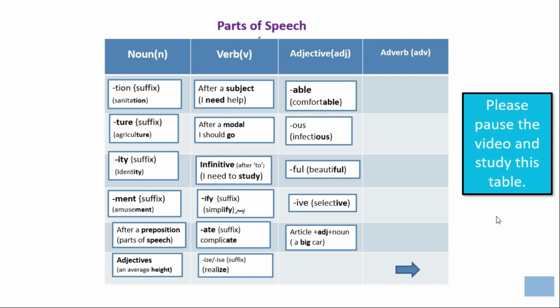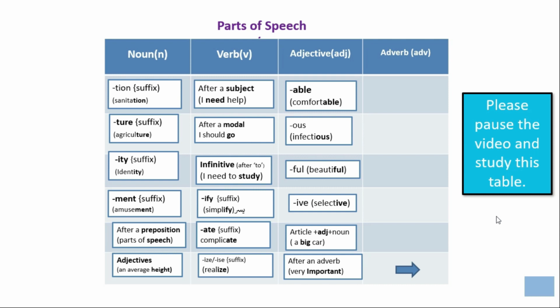And also we have this form here where we have an article, a, and then we have an adjective meaning big, and then we have car, which is a noun. Between the article and the noun is an adjective, so we know that this is indeed an adjective because it's between the article a and the noun car.